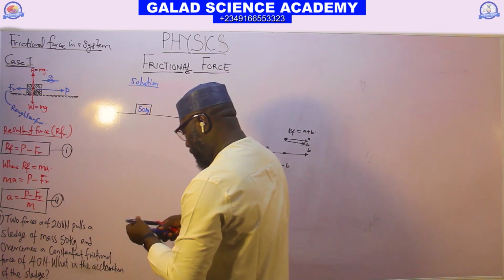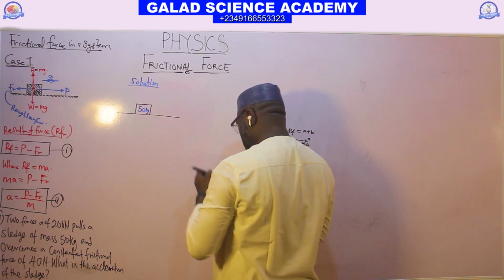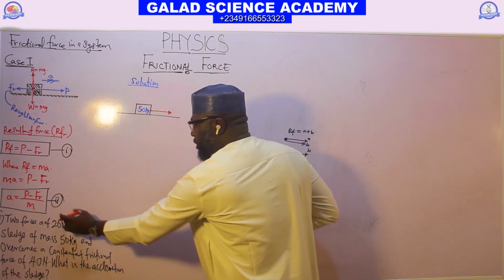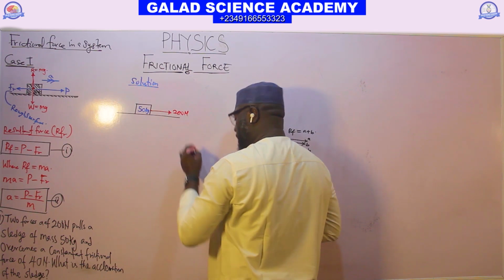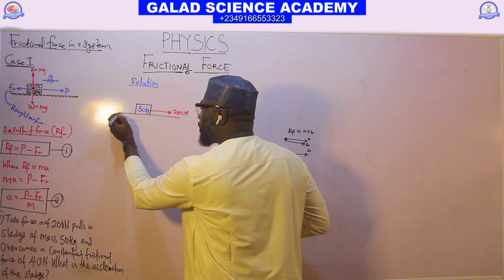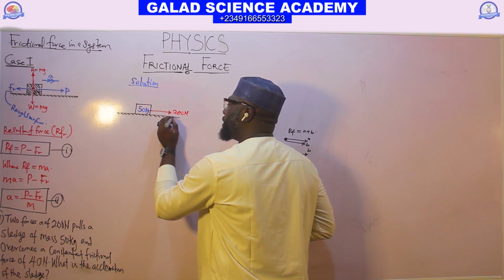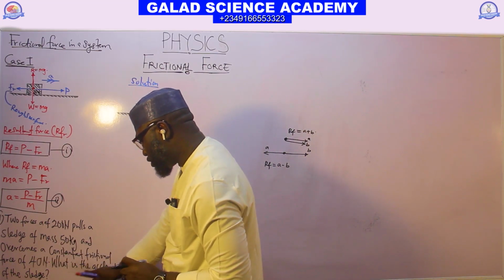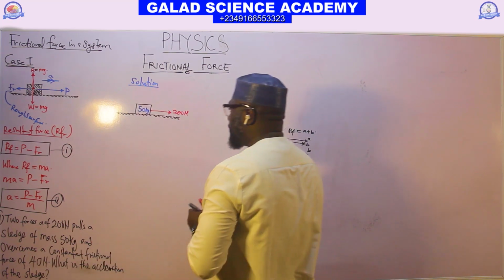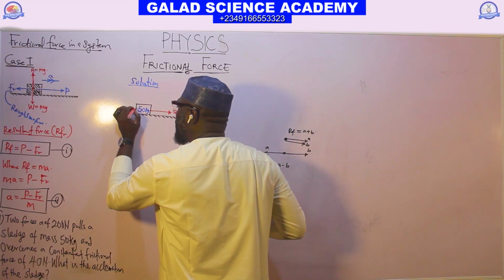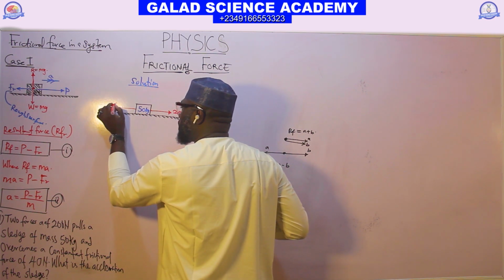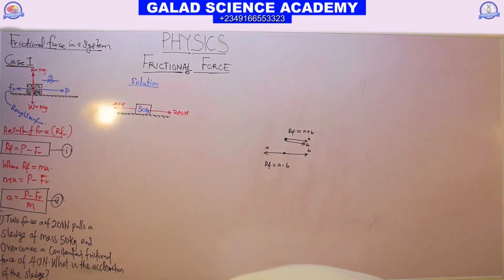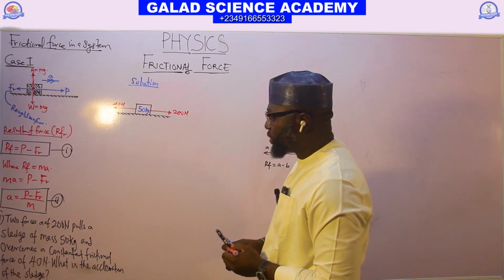And the force applied to pull it is 200 Newton on a horizontal plane, which is rough, to overcome a constant frictional force of 40 Newton. So this 200 Newton overcomes a constant frictional force, which is 40 Newton. You can see the applied force and the frictional force.